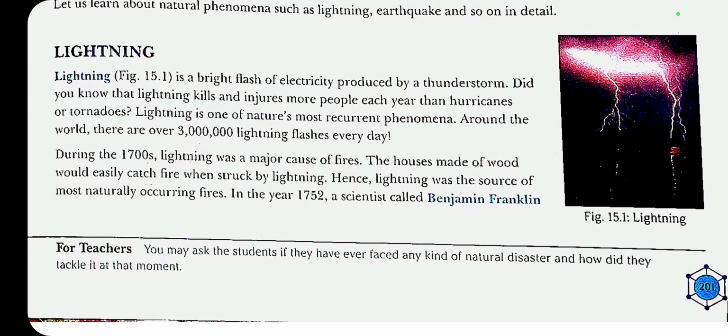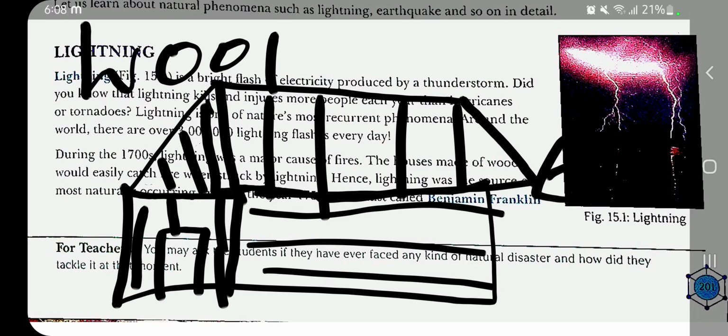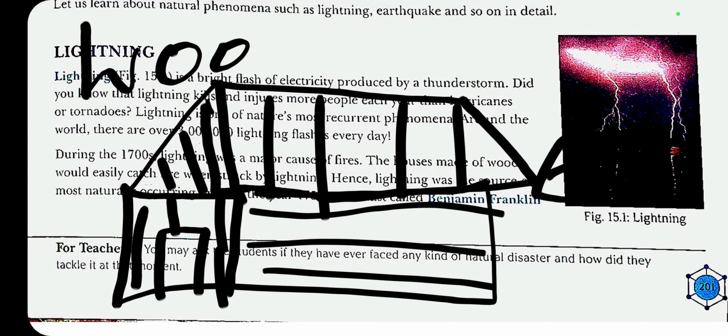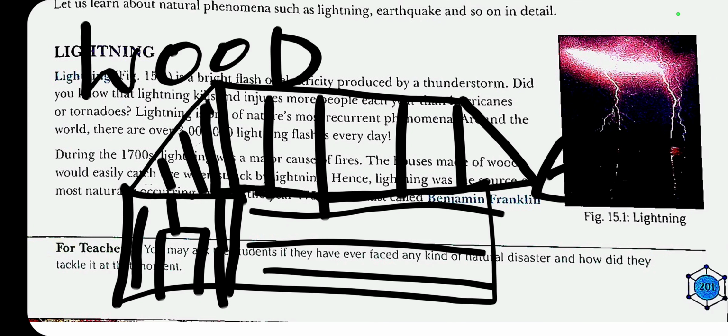And since the temperature of lightning is 6 times the surface of the sun, wood was born to catch fire when it was struck by lightning. That's why lightning was a major cause of fire, because this is our house and it is made of wood.